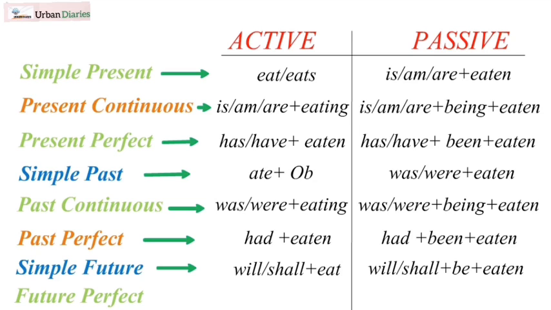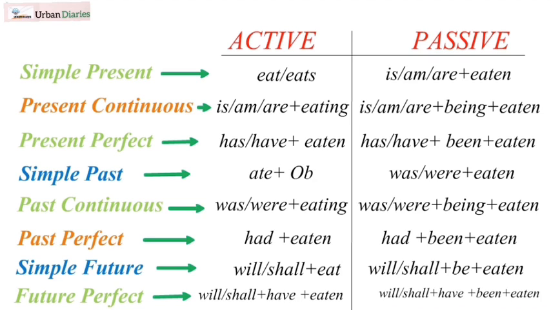We don't make future continuous. Future perfect, last one. I will have eaten the apple. The apple will have been eaten by me. Again, you can take a screenshot of this. This will help you to choose the correct helping verb in each tense while changing active to passive voice.